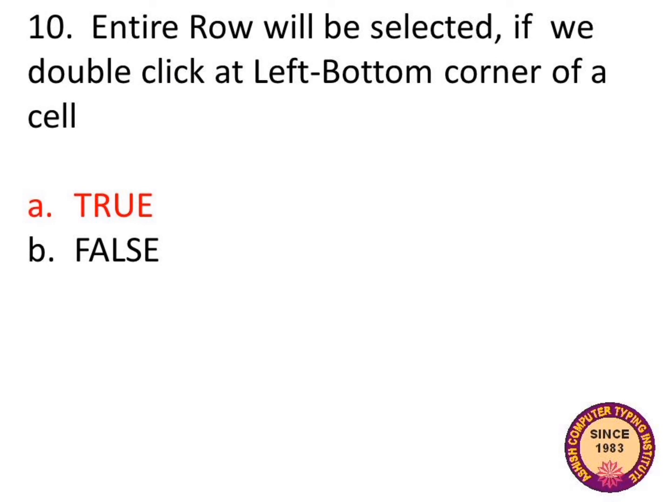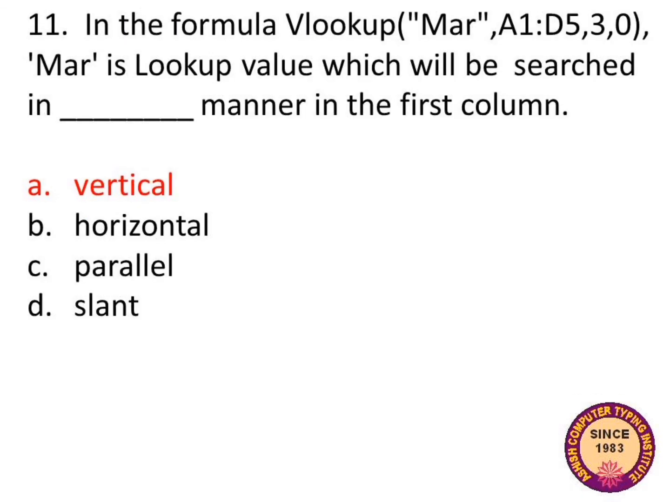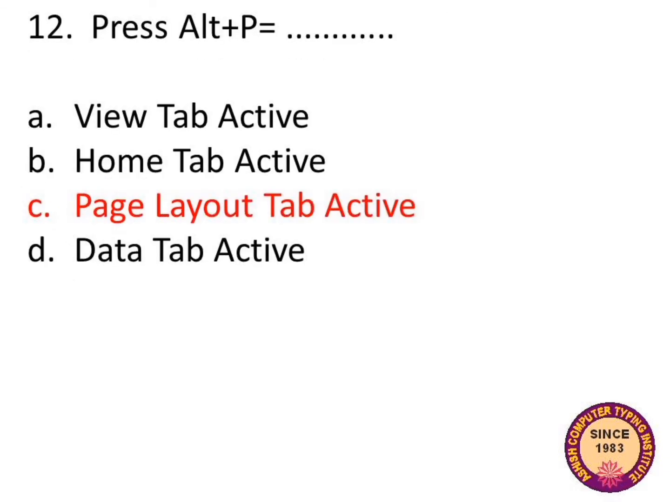Entire row will be selected if we double click at left bottom corner of a cell. Answer is true. In the formula =LOOKUP(March, A1:D5, 3, 0), March is lookup value which will be searched in dash manner in the first column. Answer is vertical. Press Alt plus P equal to dash. Answer is page layout tab active.